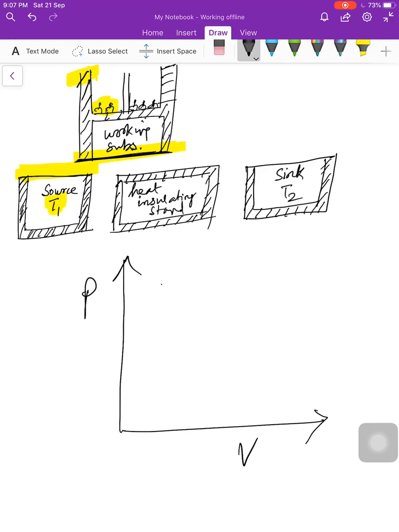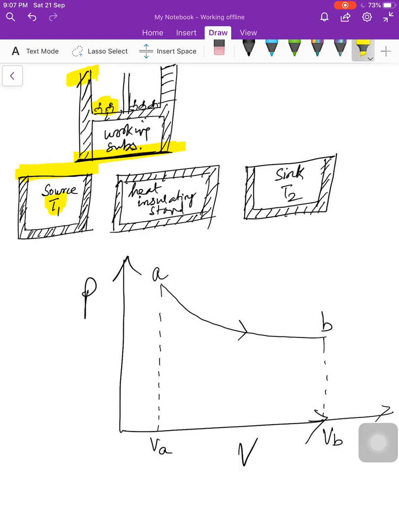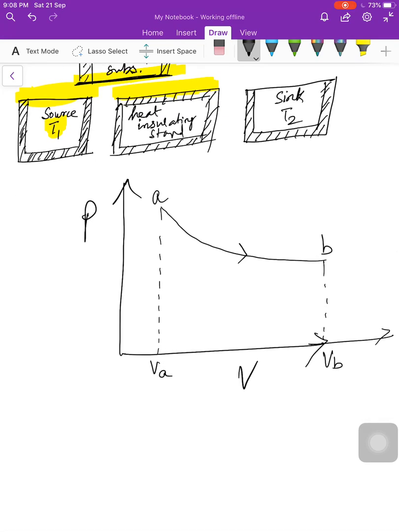And then I am going to plot it. If I plot it, I am getting a curve like this. Say the initial volume was VA, it is expanding to some volume VB. Let me name this point A and this point B. Now I will lift this working substance from the source and place it on the insulating stand, and again I'm going to remove some weights so that there is expansion of the working substance. But now, as I'm keeping it on this heat insulating stand, there is not going to be any heat exchange. So this will be an adiabatic process. An adiabatic process in a PV graph looks like this. So this point is C, and here the volume has increased to VC.